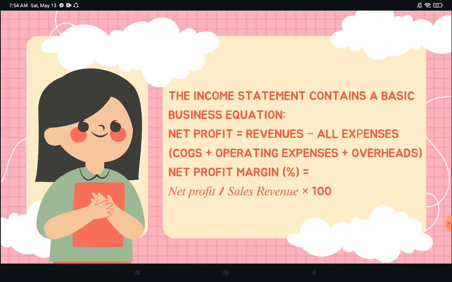Next we will discuss the equation of net profit. Net profit equals revenue minus all expenses, the COGS, operating expenses, and the overheads na diniscuss natin kanina, yung mga expenses na kunwari is utilities, yung mga machinery, ganyan. Tas, sa net profit margin, para lang din sa gross profit, net profit over sales revenue times 100.